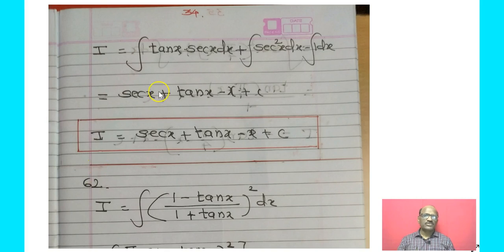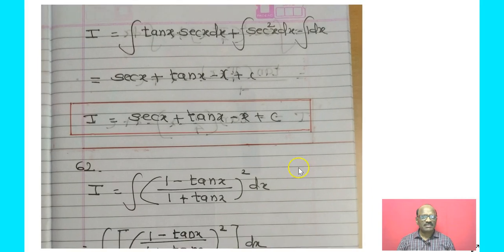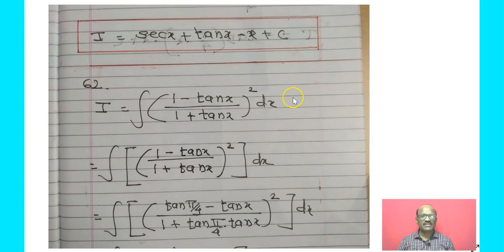Therefore I is equal to the integral of tan x into sec x dx plus sec square dx minus 1 dx. It becomes sec x plus tan x minus x plus c. Therefore, I is equal to sec x plus tan x minus x plus c. Now again, this is a very important problem. It's a very interesting one. I is equal to the integral of 1 minus tan x upon 1 plus tan x, whole square.